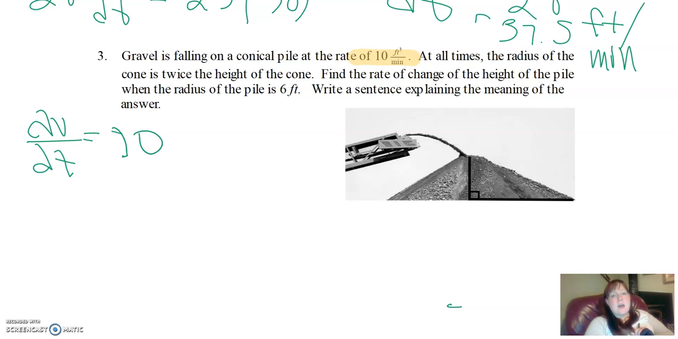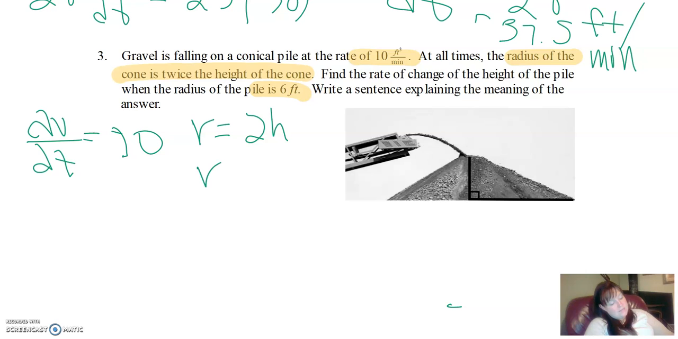All right, now the cone, the radius, there's the next thing. The radius of the cone is twice the height of the cone. So that's another thing we know. The radius is always equal to 2 times the height. So I can keep that. And then, find the rate of change of the pile when the radius of the pile is 6. So that's another one, when the radius of the pile is 6.